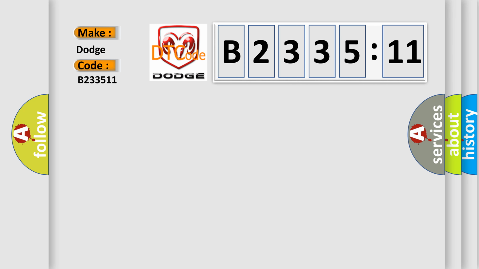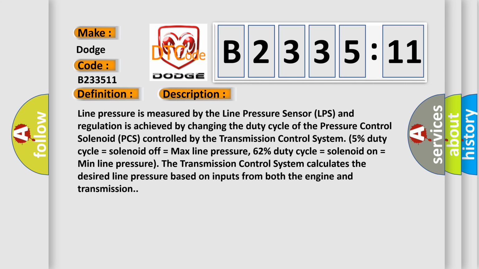B2335-11 interpret specifically for Dodge car manufacturers? The basic definition is line pressure high. And now this is a short description of this DTC code. Line pressure is measured by the line pressure sensor LPS, and regulation is achieved by changing the duty cycle of the pressure control solenoid PCS controlled by the transmission control system. 5% duty cycle equals solenoid off equals max line pressure, 62% duty cycle equals solenoid on equals min line pressure. The transmission control system calculates the desired line pressure based on inputs from both the engine and transmission.